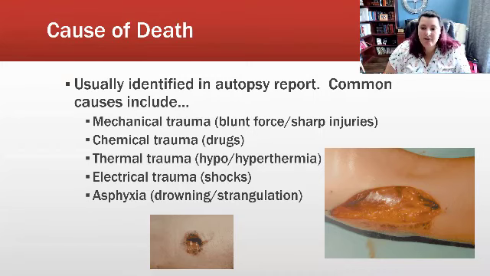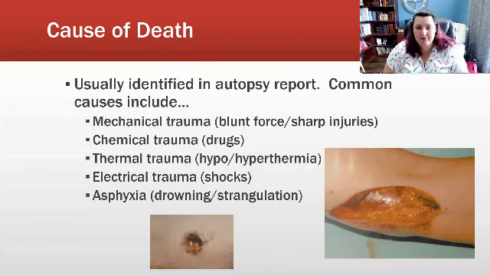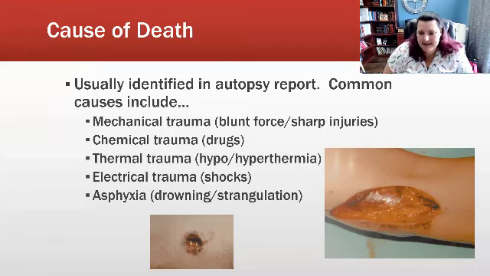Another common cause of death is chemical trauma. Chemical trauma involves exposure to poisons, toxins, or overdoses of chemical substances. What do you think the most common chemical trauma is? If you guessed alcohol-related trauma, you'd be correct. Other common chemical traumas include carbon monoxide poisoning and cyanide poisoning.